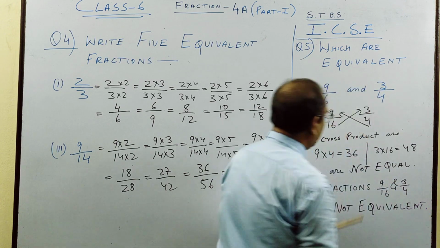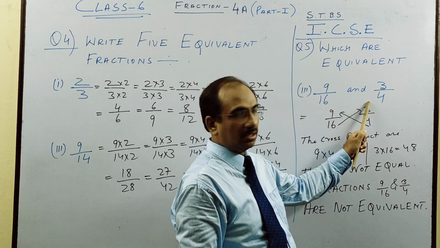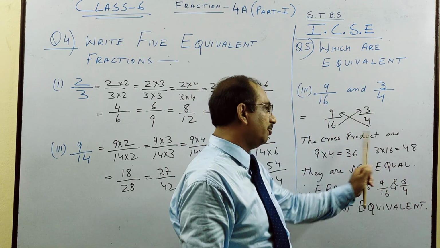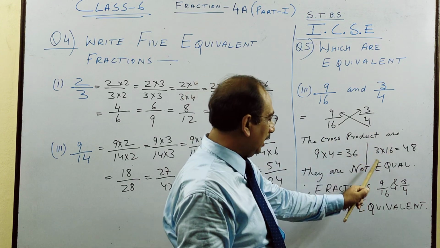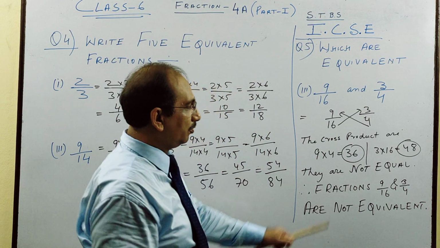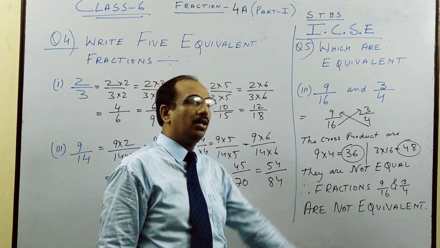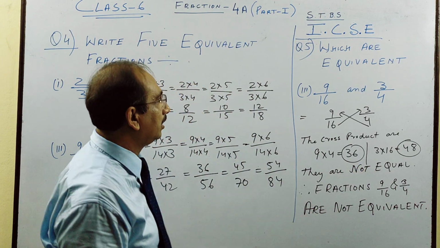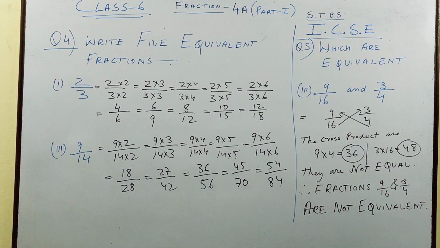So once more, children, you multiply like this. If they are equal, the fractions are equivalent, like here, this is 36 and this is 48. When they are not equal, fractions are not equivalent. So please pause and copy. Now we move on to question number 6 and 7.